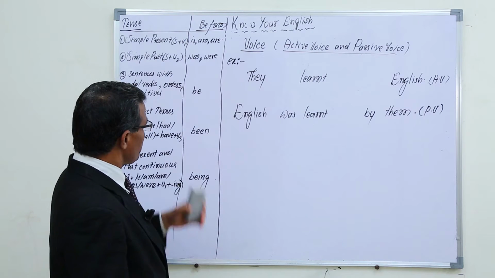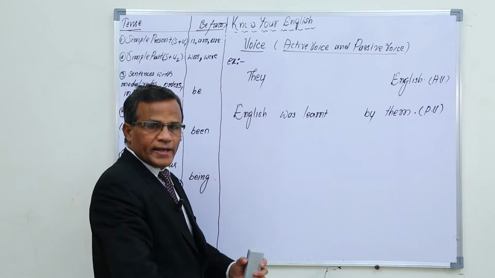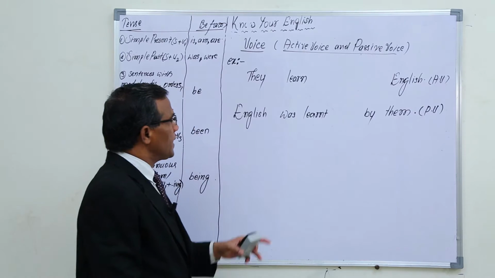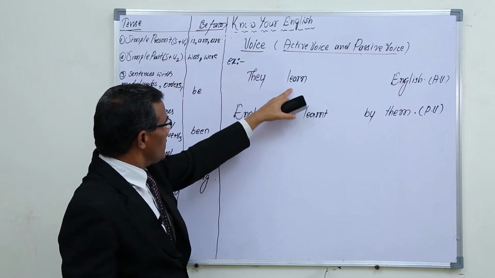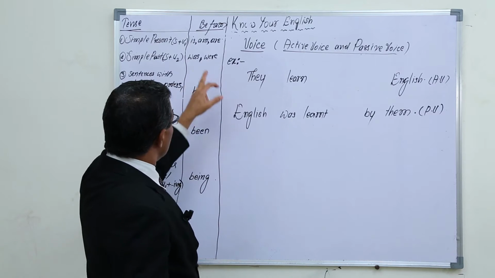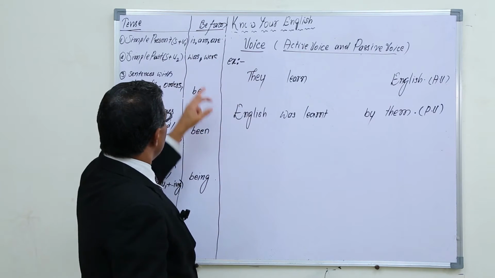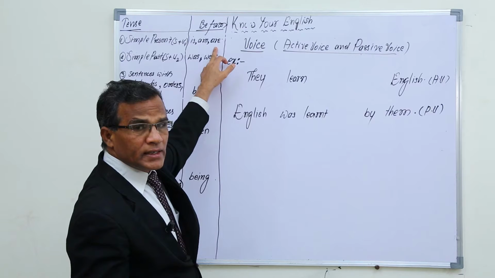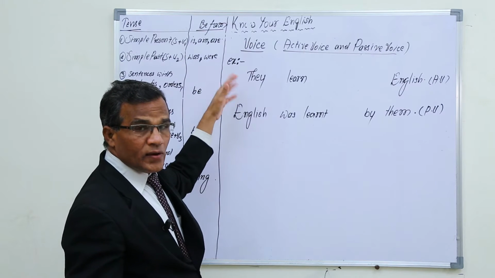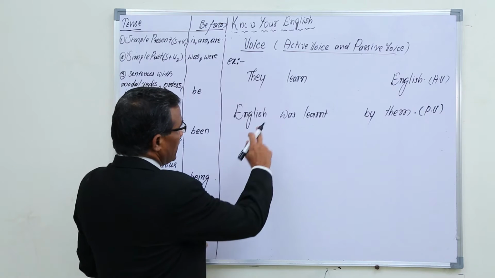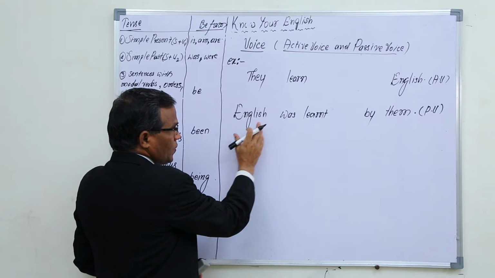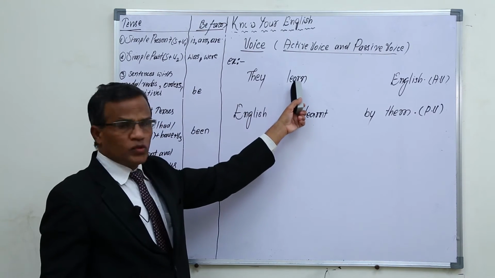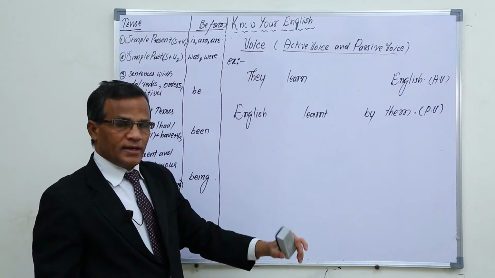Let us take some more examples. For example, simple present. They learn English. I am taking only learn. Subject plus V1, they learn. Then the be forms should be is, am, are. If the subject is singular, is. If the subject is I, am. If the subject is plural, are. You know this clearly because when we learnt simple present, you could see all these things. English is common here. Instead of was learnt, learnt is common because we always have to use the third form of the verb. Learn, learnt, learnt. The third form is the same.